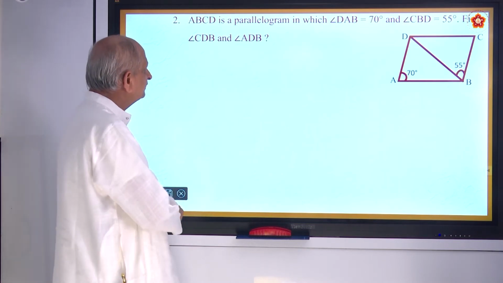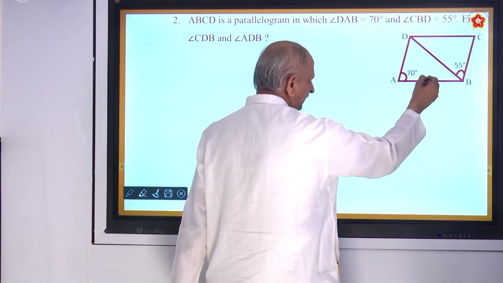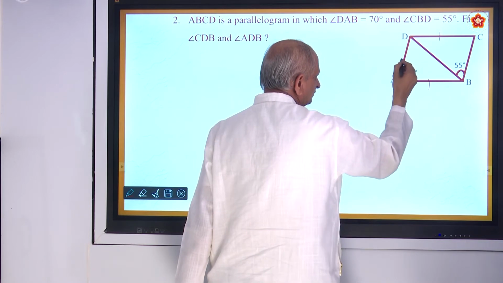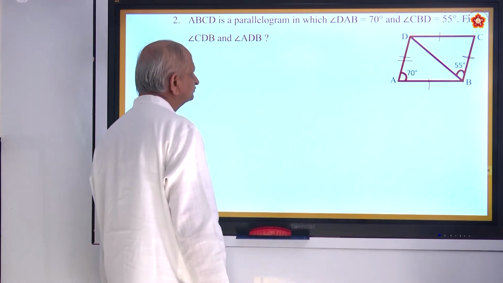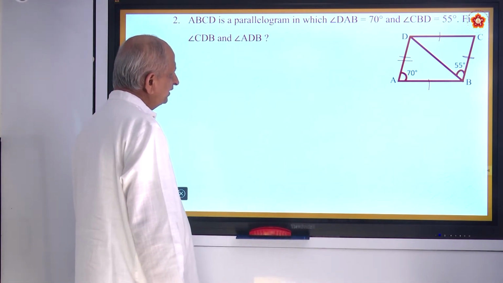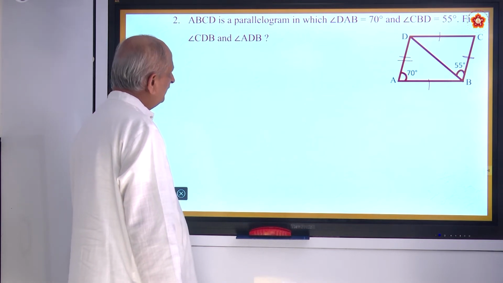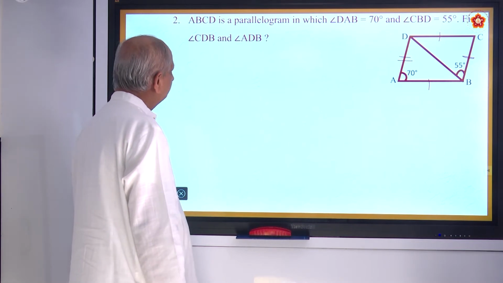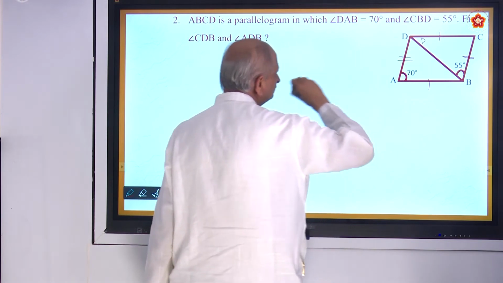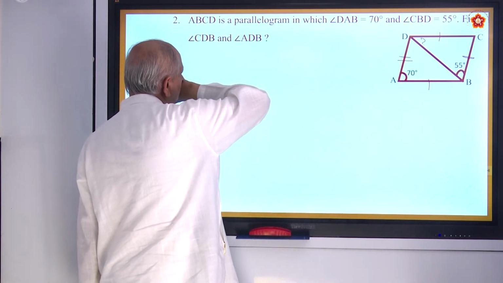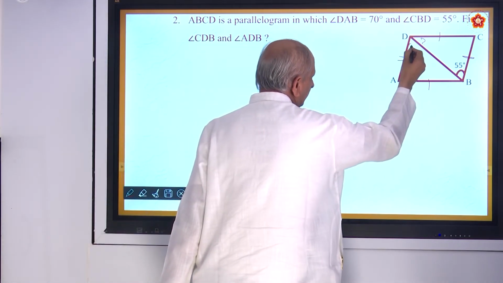Next question is ABC is a parallelogram. See this parallelogram. What is the property? Opposite sides are equal. So these two sides are equal. You must note. And then DAB is given to be 70, CBD is 55. Find CDB. CDB is a question mark. And ADB. CDB and ADB is a question mark.